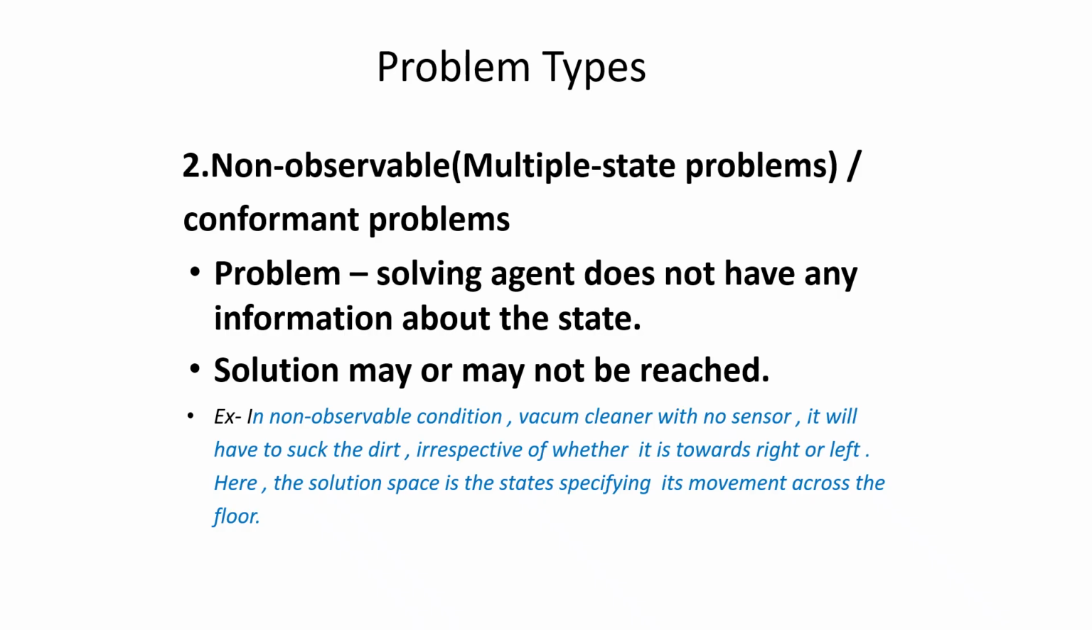Okay, the solution may or may not be reached. Mainly it will definitely reach a solution, but sometimes it will not reach a good level of solution. And it will always be connected to multi-state actions and multi-state problems. For example, in the non-observable condition, the vacuum cleaner is one of the good examples here.